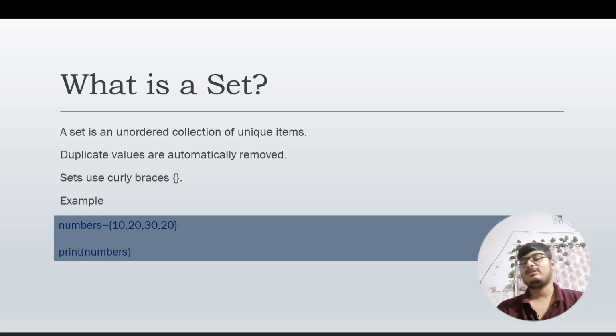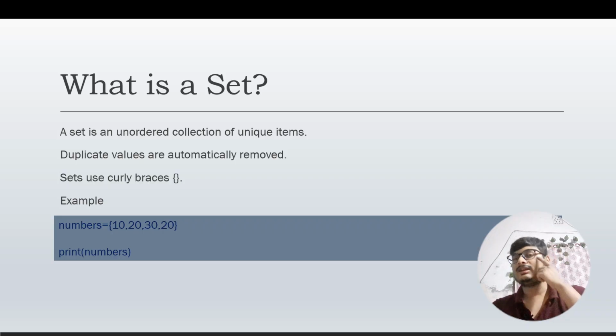Now comes set. Set is an unordered collection of unique items. Previously we were discussing how many times 20 was occurring, but in the case of set, an item cannot occur more than one time. If there is an item more than once, it will be considered to be occurring only one time. Let me show you how this happens.